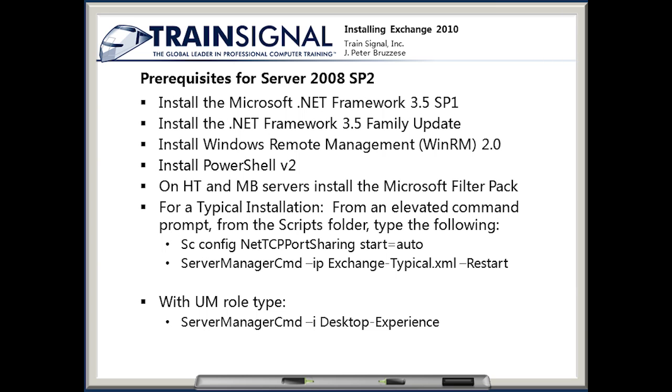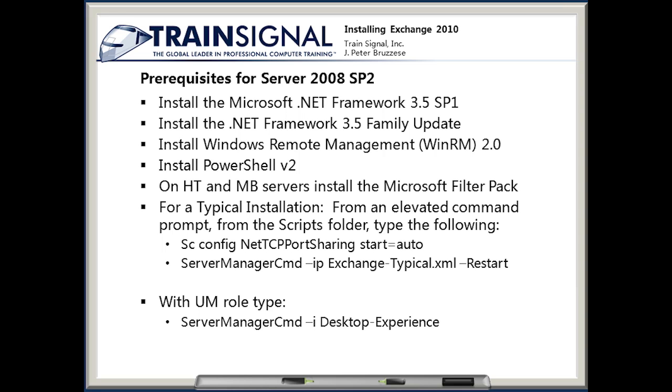Now, even though in our installation we're going to be working with Server 2008 R2, it's important for us to review the prerequisites for those who are going to be installing on Server 2008 SP2. For example, you're going to have to install the Microsoft .NET Framework 3.5 Service Pack 1. You're going to need to install the .NET Framework 3.5 Family Update as well. You're going to need to install Windows Remote Management (WinRM) 2.0. You'll need to install PowerShell version 2.